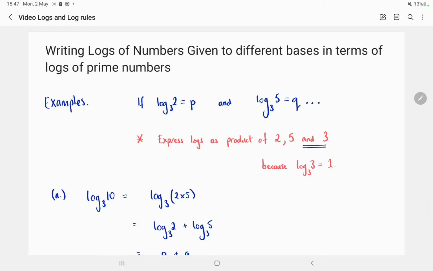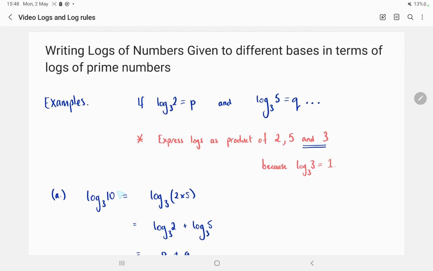The previous questions were all log to the base 10, but what if there's a log to the base of a different number? And in these examples here, we're given if log 2 to the base 3 is equal to p and log 5 to the base 3 is equal to q, well then we're going to have to rewrite these logs in the questions. Now notice that because we have log to the base 3, if we see log 3 to the base 3, well then we can rewrite that as 1.